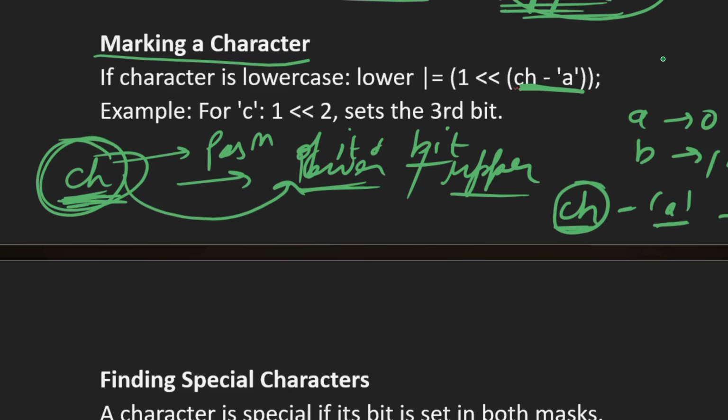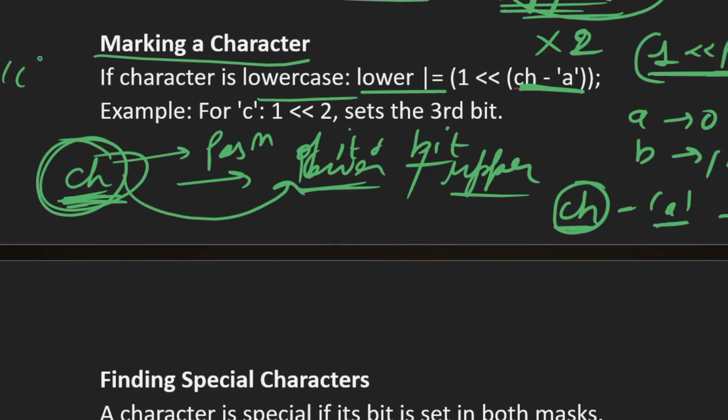Then we left shift 1 by that position, which is ch minus a. So we have set that bit to 1. Basically, left shifting means multiplying by 2. Then the next thing we need to do is an OR operation with the lower variable, if that character is lowercase.